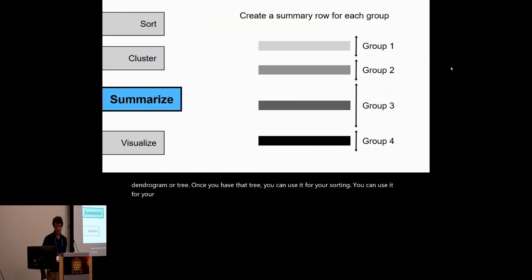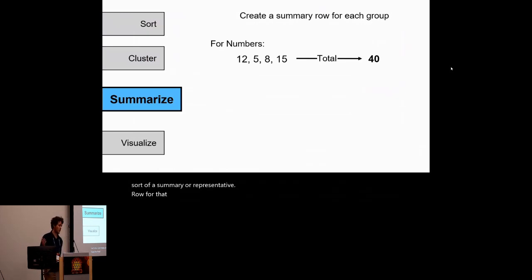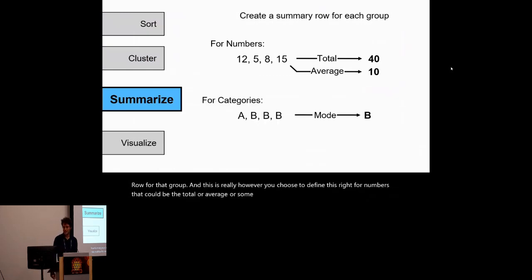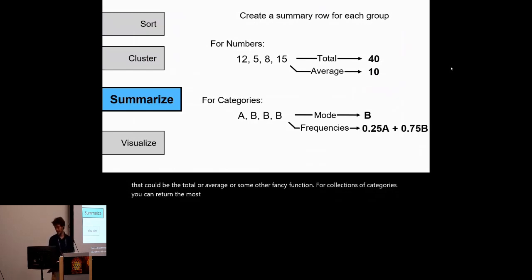So once you have your groups, you can summarize them together to get sort of a summary or representative row for that group. And this is really however you choose to define this, right? For numbers, that could be the total or average or some other fancy function. For collections of categories, you can return the most frequent or the frequencies of all of the categories in that group.